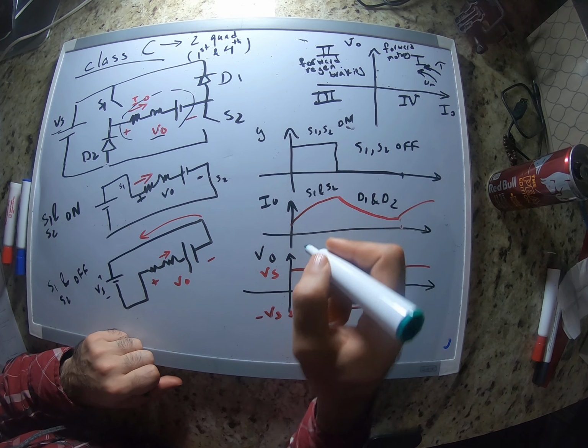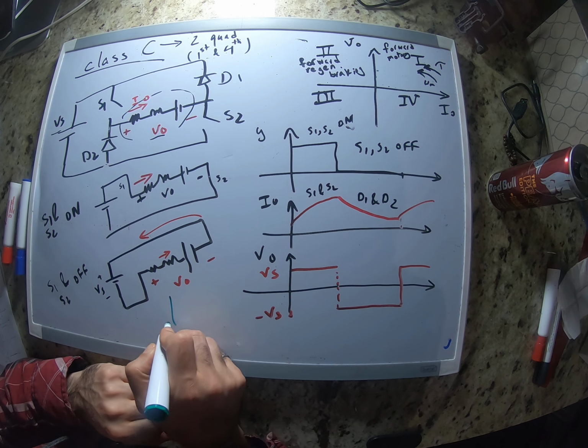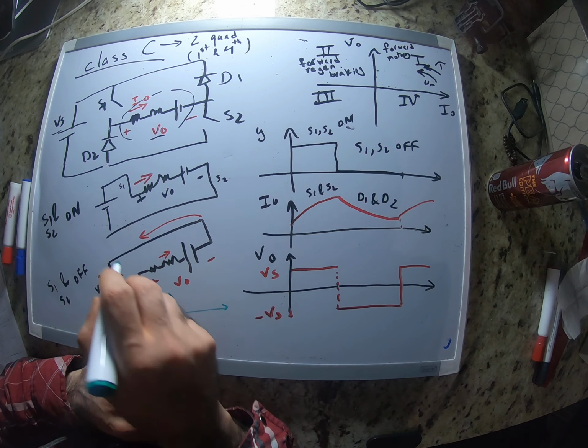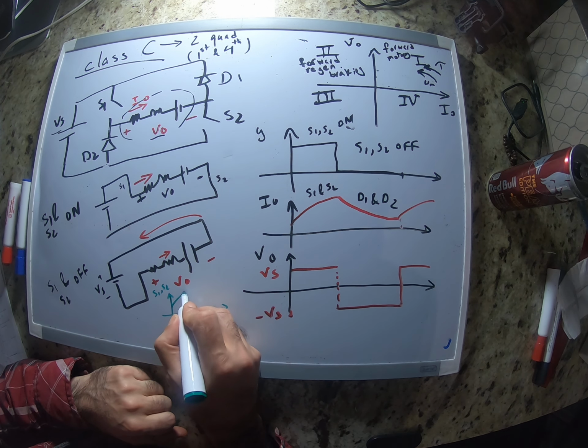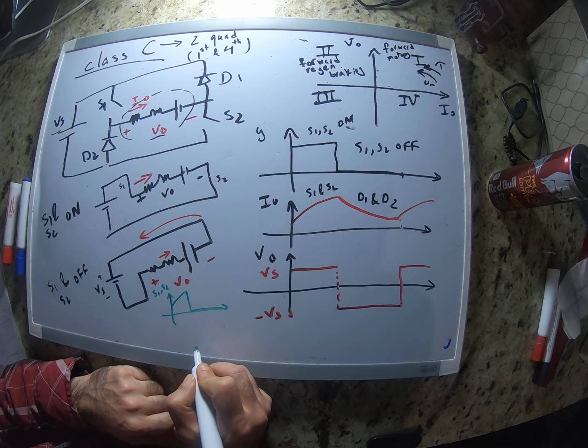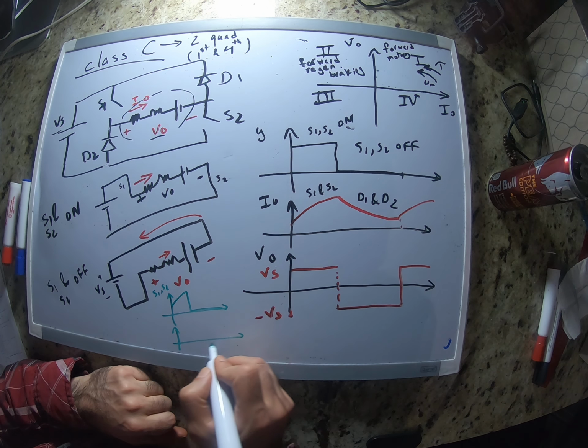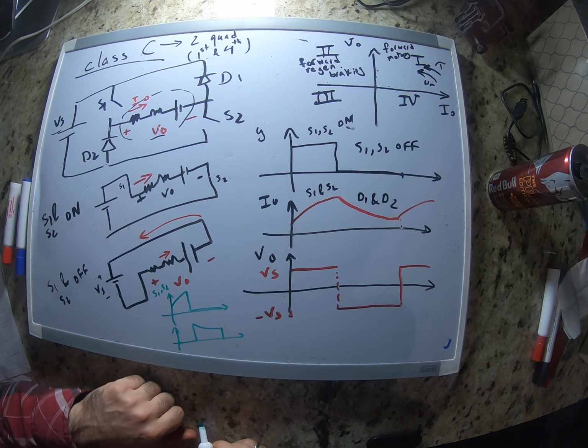That's here. If I also draw the current that goes through the switches, S1 or S2, it's going to be like this, and then it would be 0 for D1 and D2 in the second part. It would be like this. Okay.